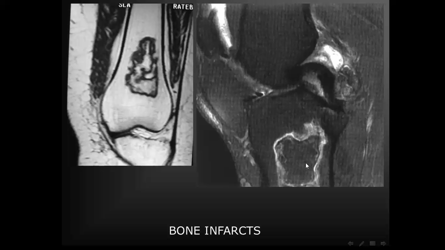So bone infarction is a marrow process characterized by sclerosis of a serpiginous appearance. This represents that the vessels supplying this area were in spasm or occluded. Bone infarction.